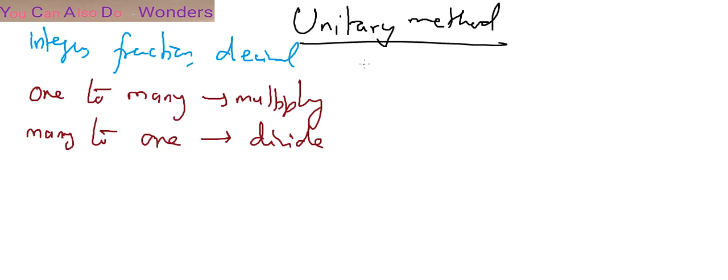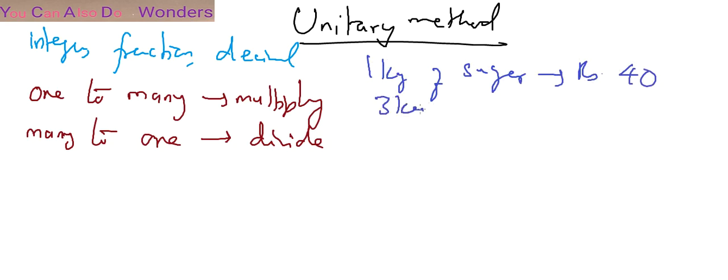Let's take 1 kg of sugar. Let's say 1 kg of sugar costs 40 rupees. What's the cost of 3 kgs of sugar? So there's 1 to many, so 40 into 3, 120 rupees.